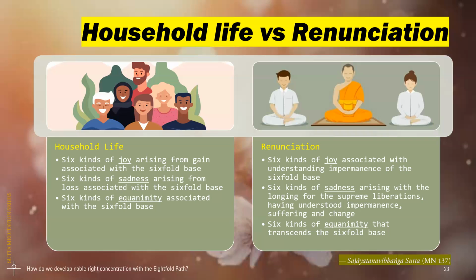So we regard as a gain forms cognizable by the eye that we wish for, desire, agreeable, gratifying, associated with worldliness, or we recall something that we have gained in that way before. Joy arises for us in that way. And the same with sounds cognizable by the ear, odors cognizable by the nose, flavors cognizable by the tongue, physical sensations cognizable by the body, and mental objects cognizable by the mind.